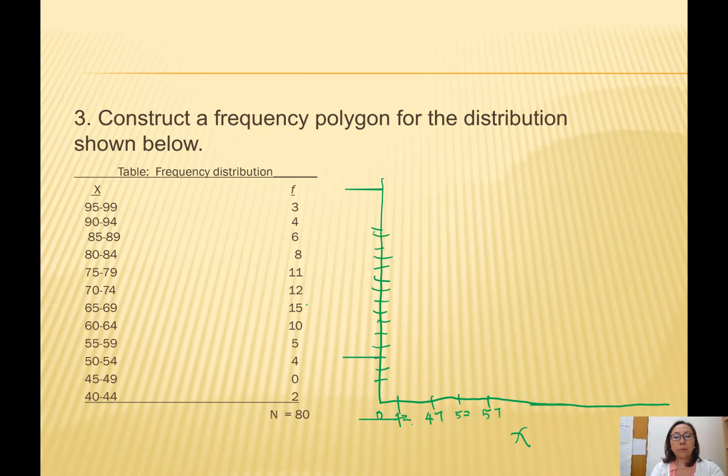The number 42 is representing the range 40 to 44. The frequency is 2, so that's going to be 2. For 47, the frequency is 0. So I'm already able to connect the dots so far. And then 52 is representing 50 to 54. The frequency is 4. On my way to creating the polygon.